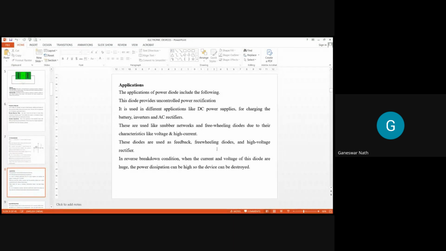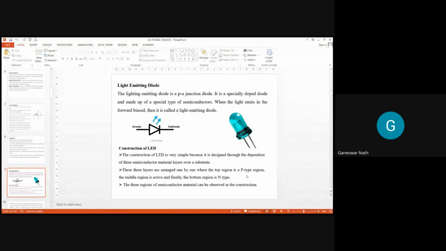In the reverse breakdown condition, when the current and the voltage of these diodes are huge, the power dissipation can be high, so the device can simply be destroyed. So depending upon the voltage and the current, whether that power diode can be used or not can be decided here. Okay. So this is all about a power diode.